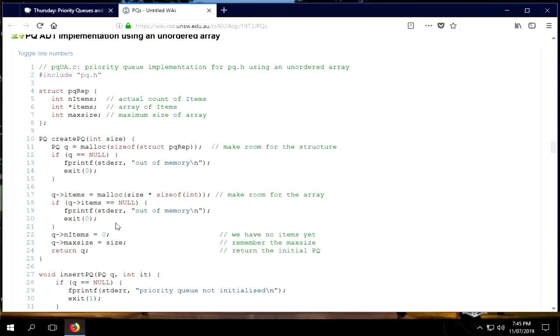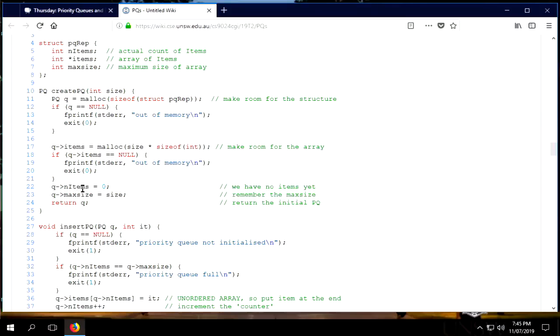Okay, they're being set up here, and then we're setting up number of items as 0, the max size which we're going to store just in case we reach the end, of course, with an insert operation. So we need to know the max size. These are all housekeeping things.